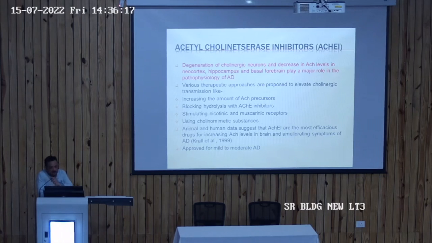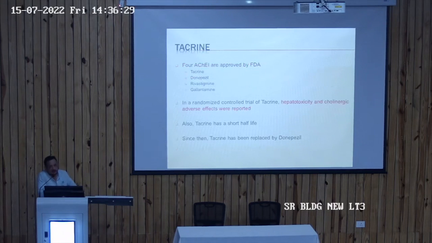You all know about it. Acetylcholinesterase inhibitors, how they work. They inhibit the enzyme acetylcholinesterase, increase the neuronal acetylcholine, stimulate the nicotinic and muscarinic receptors. 4 drugs which are commonly used are tacrine, donepezil, rivastigmine, and galantamine. Tacrine is not used because of hepatotoxicity. And chances of cholinergic adverse effects are very high.